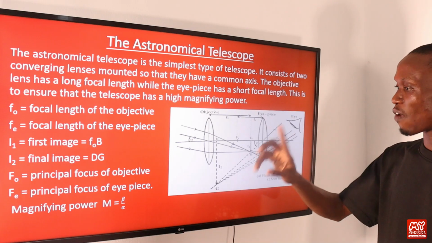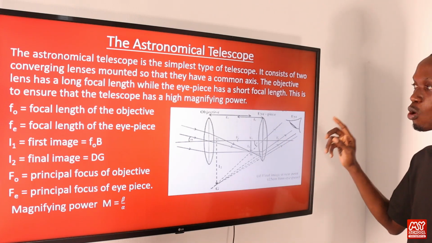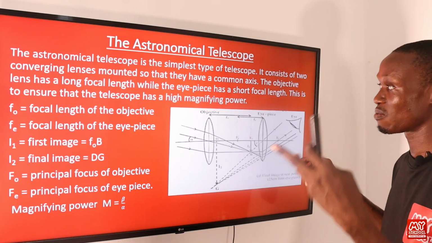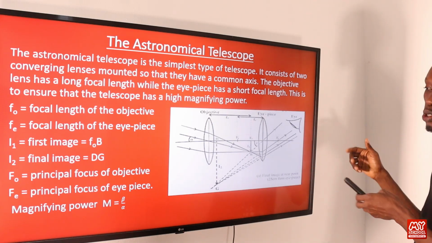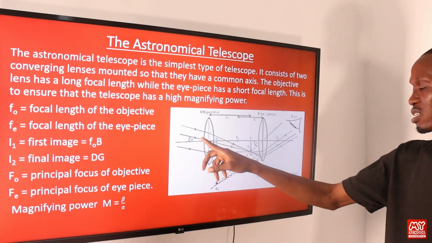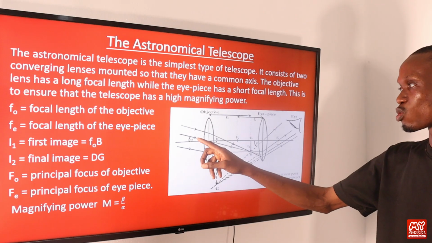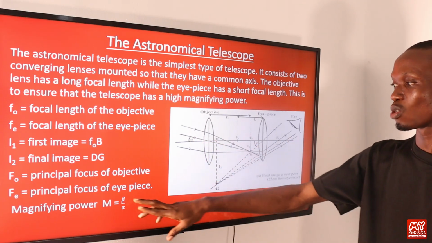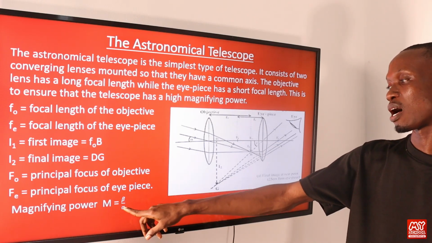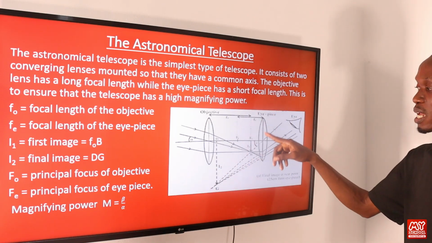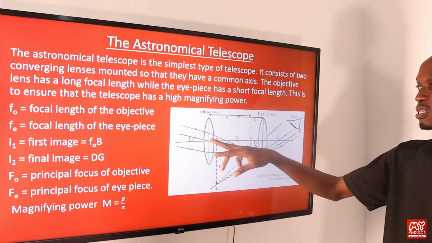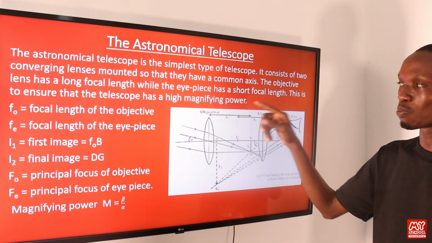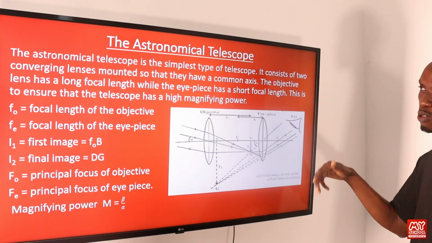Now here, magnifying power is not equal to the magnification produced by the objective lens times the magnification produced by the eyepiece. No. If you check the diagram very well, you can see little angles here and also here. So magnification here is equal to beta over alpha, which is the angle produced by the eyepiece over that small angle produced by the objective lens. Let's move to the next slide.